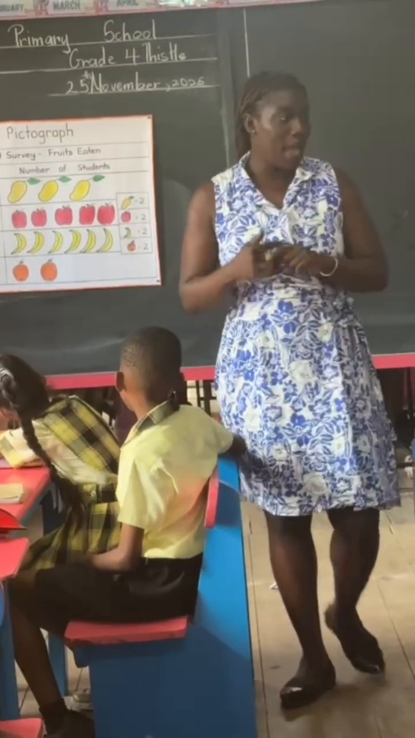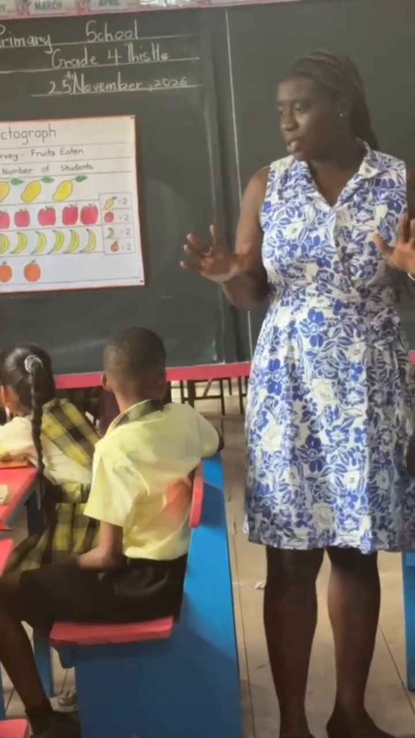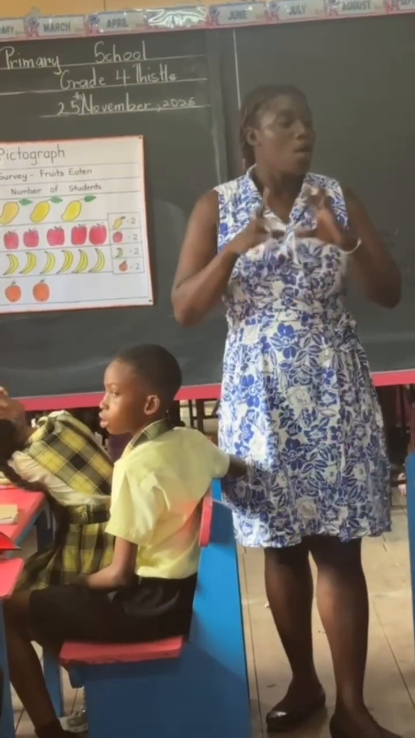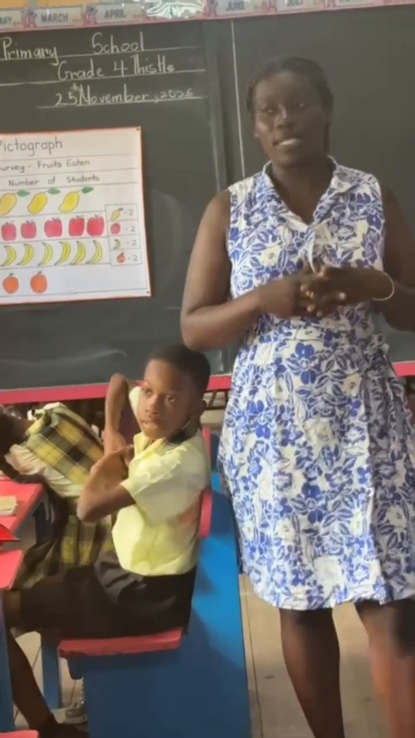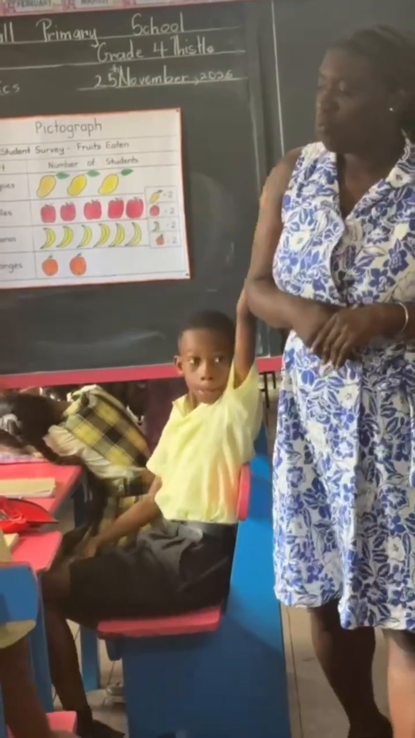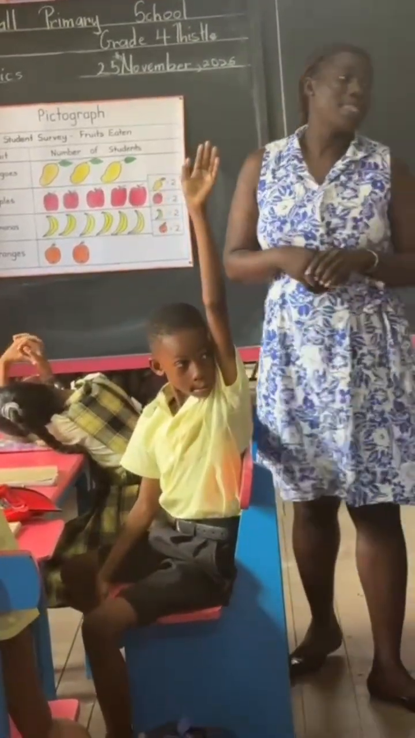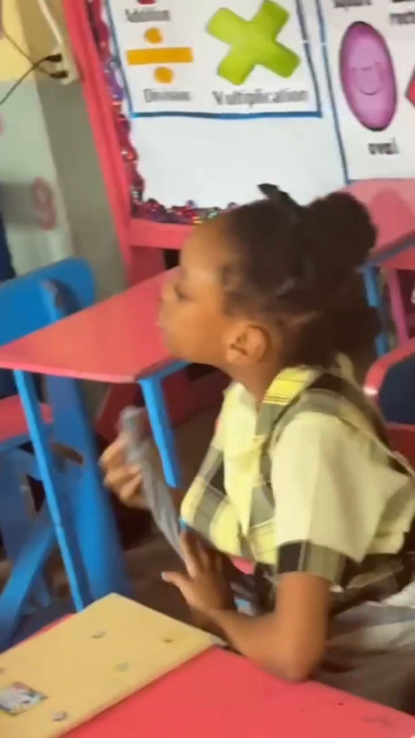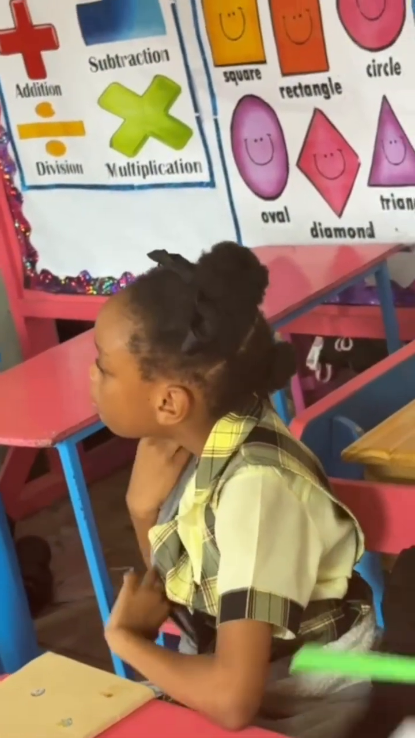Now, do we understand what I just said? Yes. Good. Now that we understand, how many children like bananas? Who could tell me? How many children like bananas? Yes, Elisa? 12. And how did you count that, Elisa?